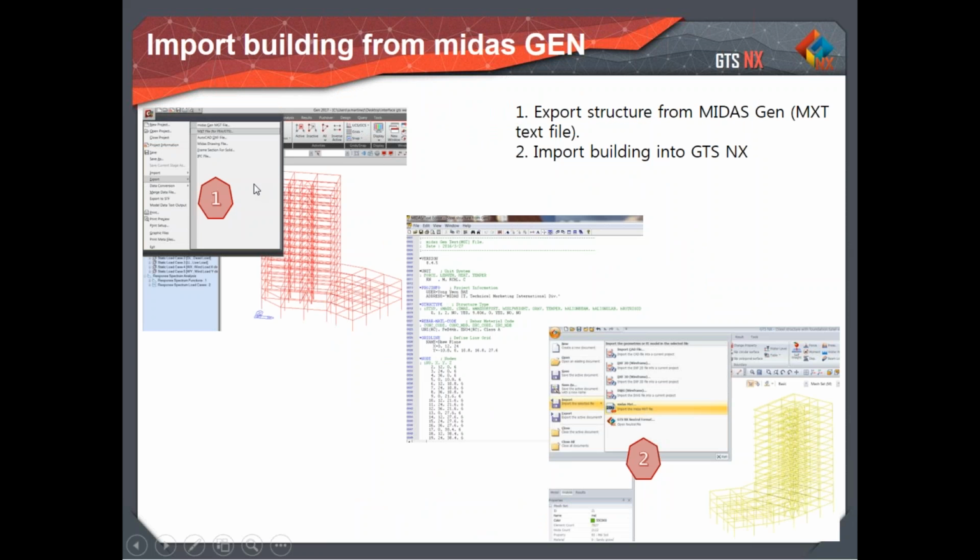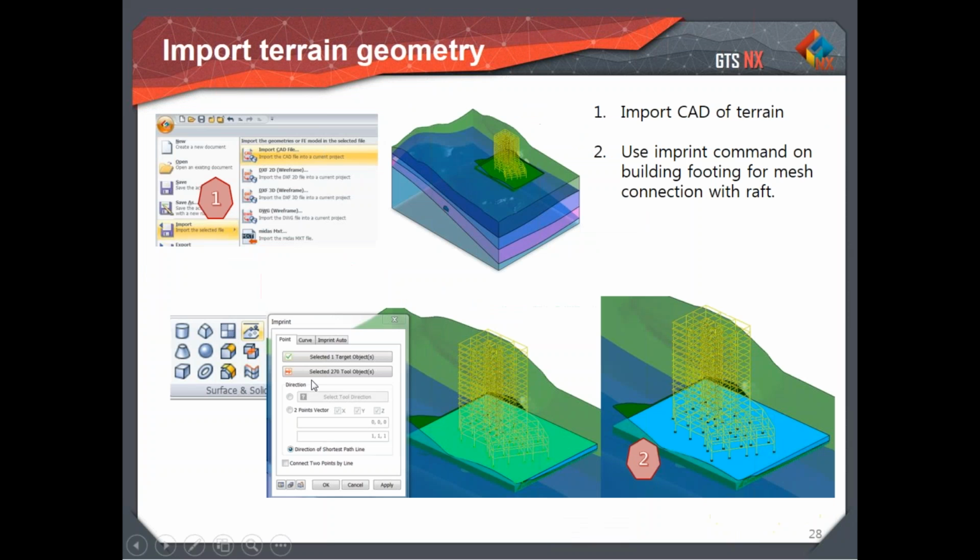So what we're going to do is open the MIDAS Gen structural program and export it. Basically, it creates a text file that can be read by GTS NX, and that text file can then be imported to GTS. We import the geometry, and we do a few commands just to make sure that everything is connected before we start meshing.